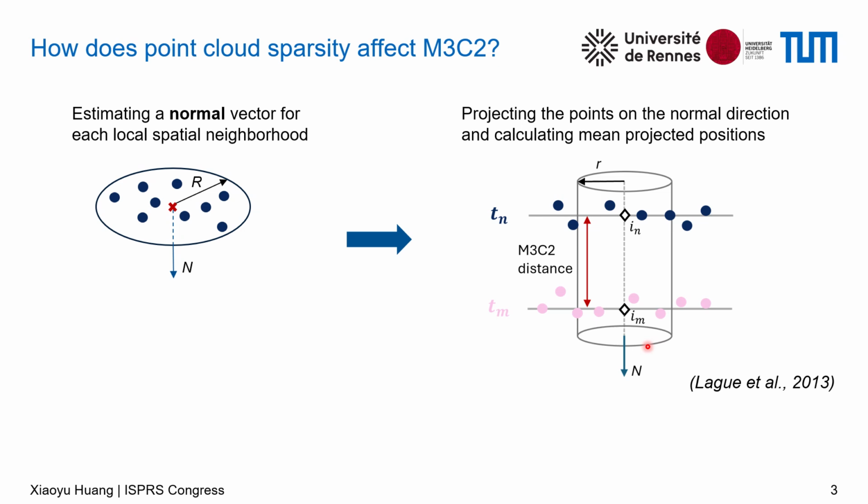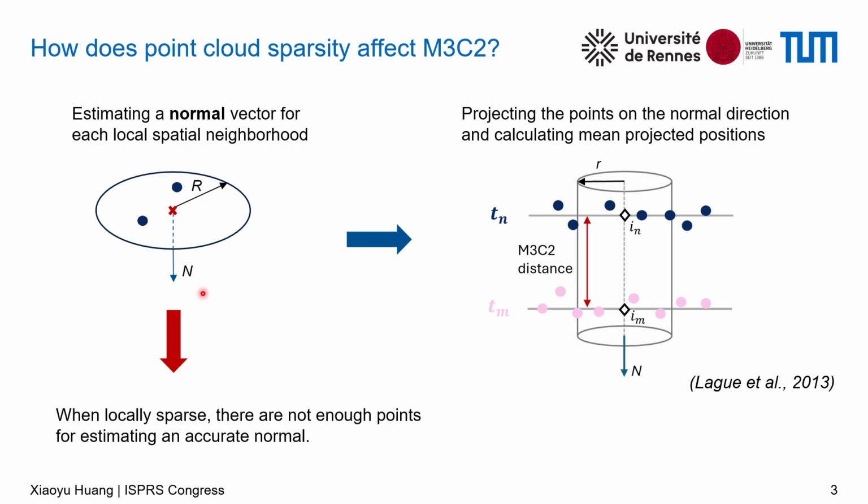However, it relies heavily on having a sufficient local point density. So in locally sparse areas, there simply aren't enough points to accurately estimate a normal vector. When this happens, the algorithm fails and outputs no results. So instead of a complete map of surface dynamics, we are left with massive data gaps and blind spots.